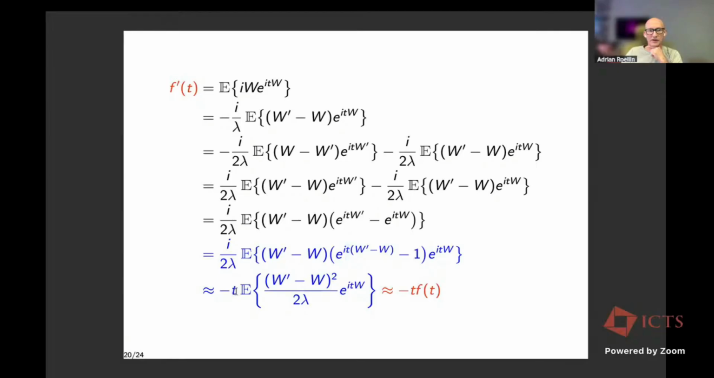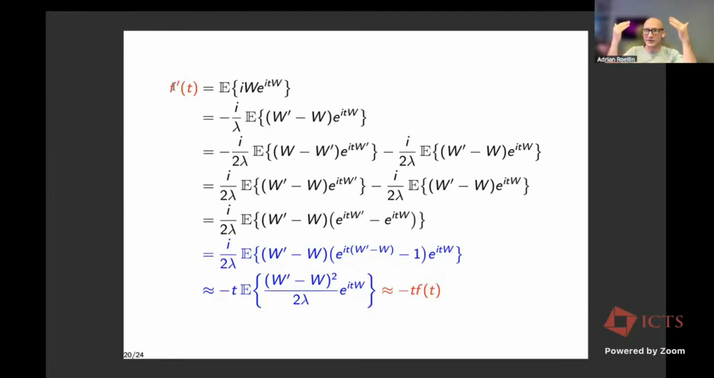You get the t here, and you get an i here, which combines with the i here to get the minus. Okay? And so what you get is approximately minus t times f of t. And there we are. So this is how we've derived an approximate ordinary differential equation for the characteristic function using this idea of auxiliary randomization.